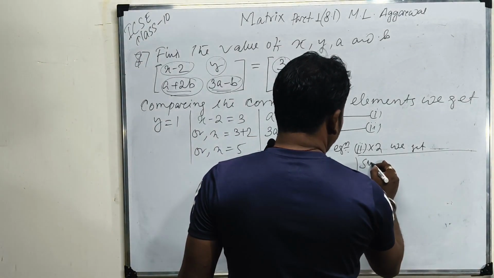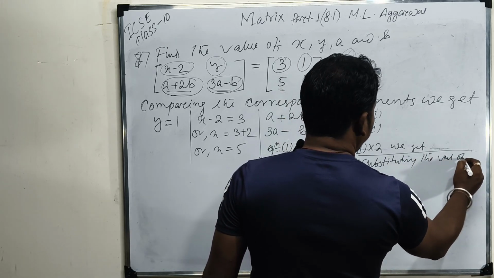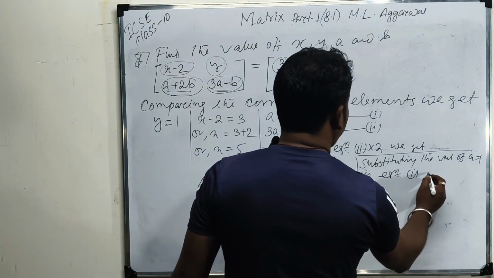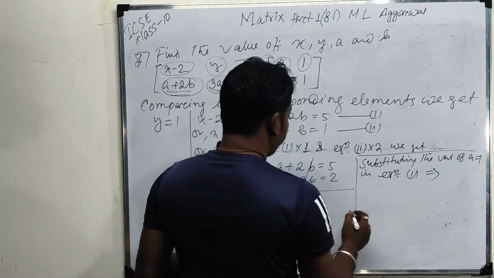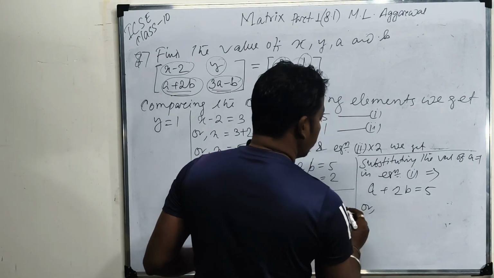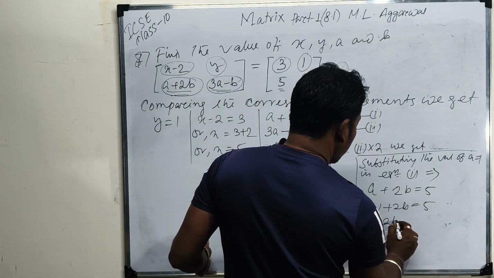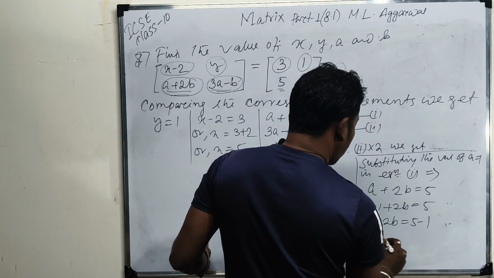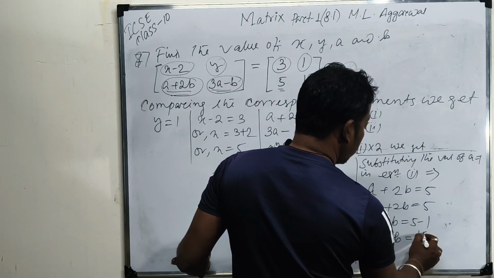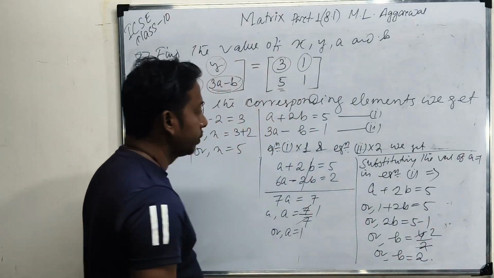So substituting the value of a equals 1 in equation 1, we get a plus 2b is equal to 5, or put the value of a is 1, 1 plus 2b equals 5, or 2b equals 5 minus 1, or 2b equals 4, 2 is multiplied and here divided by 2, or b equals 2. Clear?